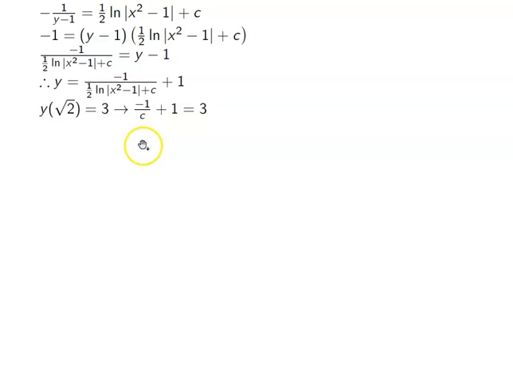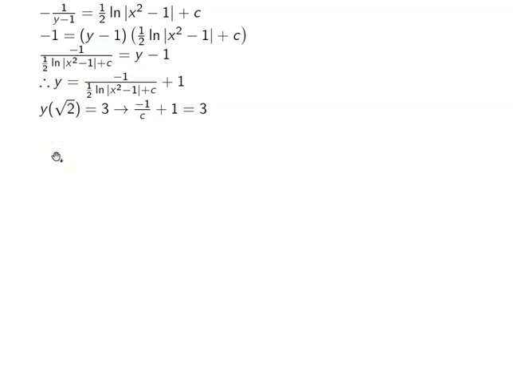Okay, it looks like I got ahead of myself. So, what does that look like? If I plug in root 2 here, that's squared. That's going to give me 2. 2 minus 1 is 1. Natural log of 1 is just 0. So all of this goes away. So then what I have is -1 over c left over plus that 1 equals my y.